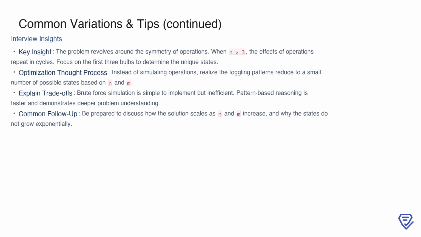The key insight for solving this problem lies in recognizing the symmetry of operations. For cases where n is greater than 3, the effects of toggling operations repeat in cycles. This means you only need to focus on the first 3 bulbs to determine the unique states for the entire system. Optimizing your approach involves moving away from brute force simulation and instead analyzing the toggling patterns, which drastically reduces the number of potential states to consider. While brute force may be easier to implement, it's inefficient and doesn't demonstrate a deep understanding of the problem. By leveraging pattern-based reasoning, you can achieve a more elegant and faster solution.